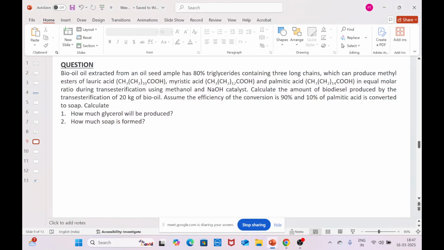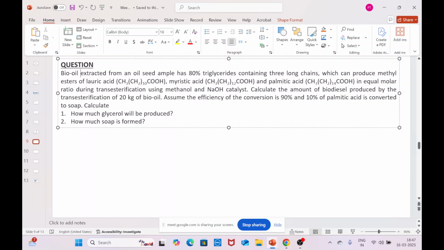So the question is straightforward. Bio oil extracted from an oil seed sample. This question is not about the one that we are discussing right now. This question comes from the transesterification process that we discussed in the previous class. So the bio oil extracted from an oil seed sample has 80 percent triglyceride containing three long chains which can produce methyl esters of lauric acid, myristic acid and palmitic acid in equal molar ratio.